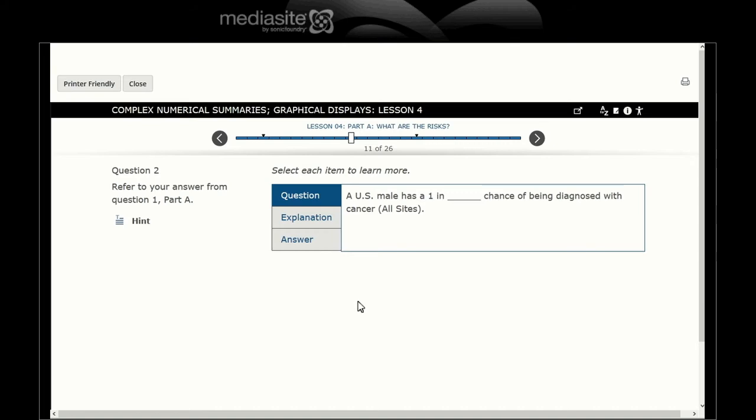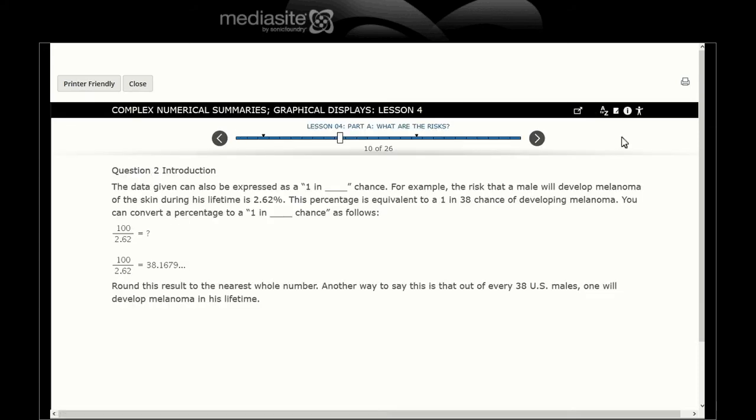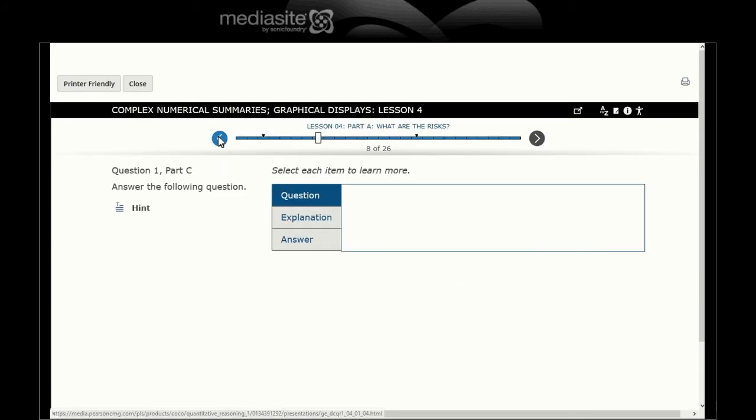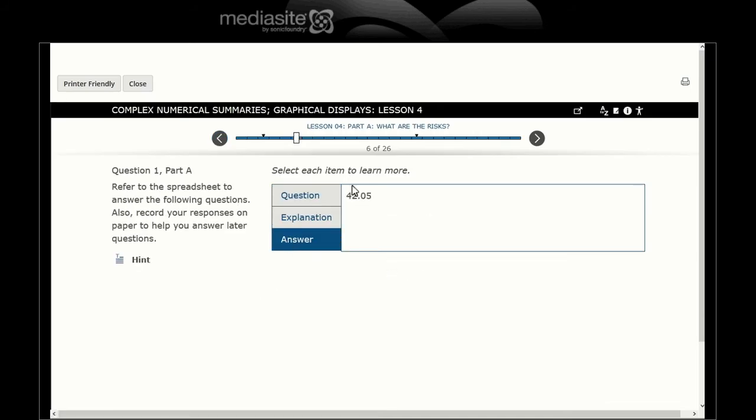Refer to your answer from question 1, part A. Question 1, part A was 42.05%.